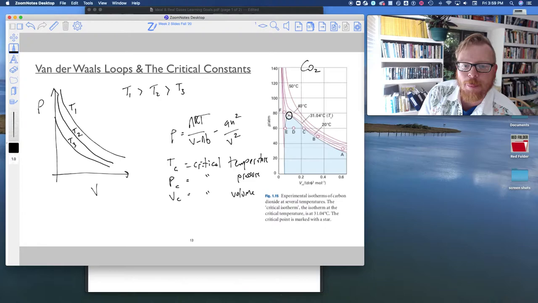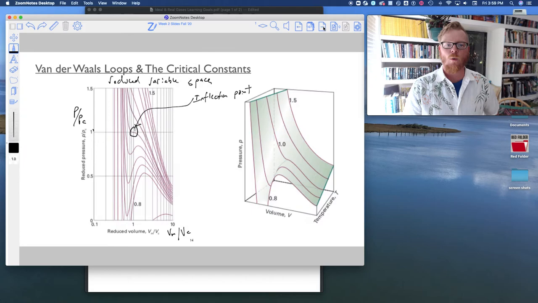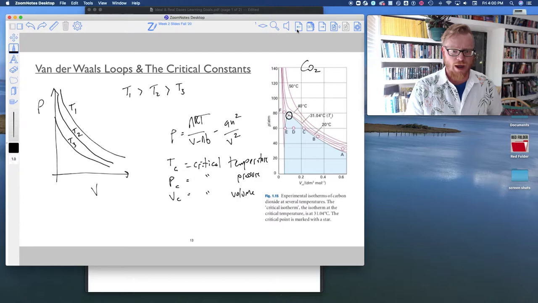You can see you would still get that inflection point even in the non-reduced variable space, okay? So that means, how do we find what the critical values are? So we can find them. Where do I have more room to write? I think I'm gonna write these down here, okay?